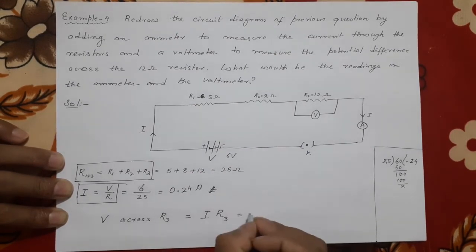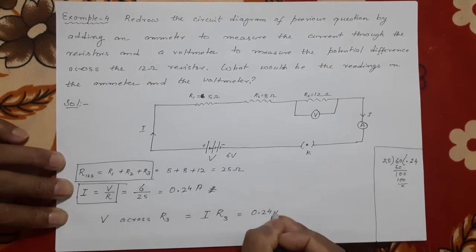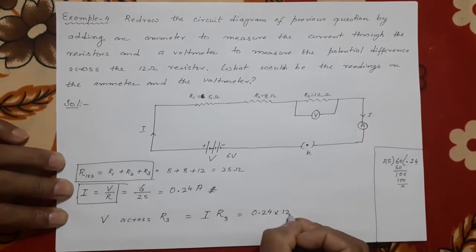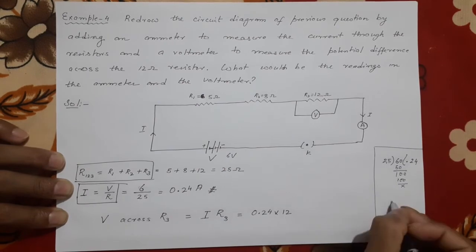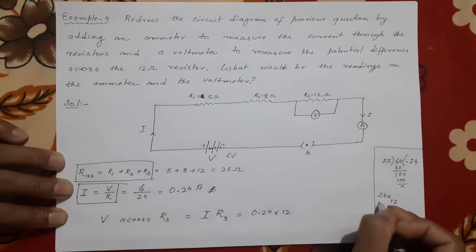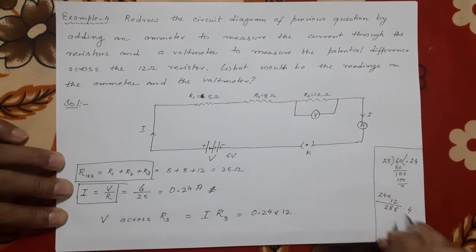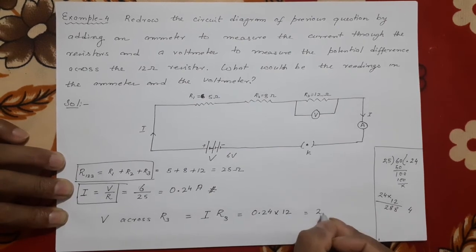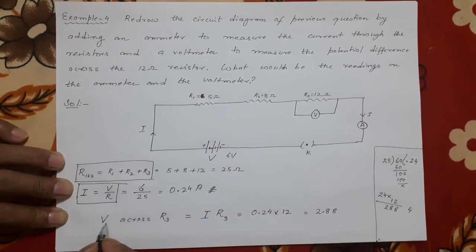Okay. So what is this? I is 0.24. What is R3? This is 12. When you multiply this by 12 and 24, what do you get? 12 4s are 48, 12 2s are 24 plus 4 is 28. So you got 288. How many decimal places? 2 decimal places. 1, 2, 2.88. What is this? Voltage, potential difference across V3.